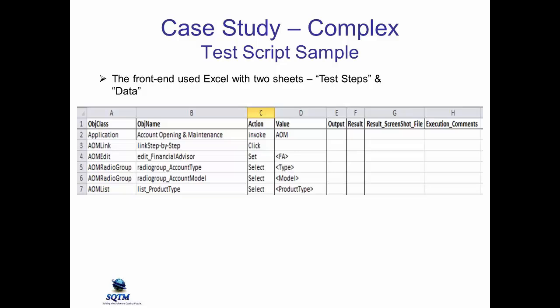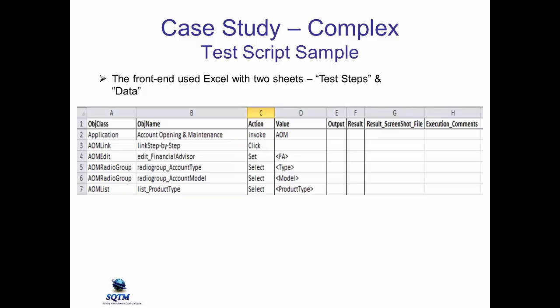Then we click and select, and we could do verify or get. An action get would actually get that information from the object during runtime and write it out to the output column. And the result was pass or fail for each of those steps, a screenshot file, and if there were any other comments generated by the tool we were using, they would be written out to the execution comments. Okay. So this is a test. This is the script. No code, no looping structures, no conditional statements. All that is handled in the back end.